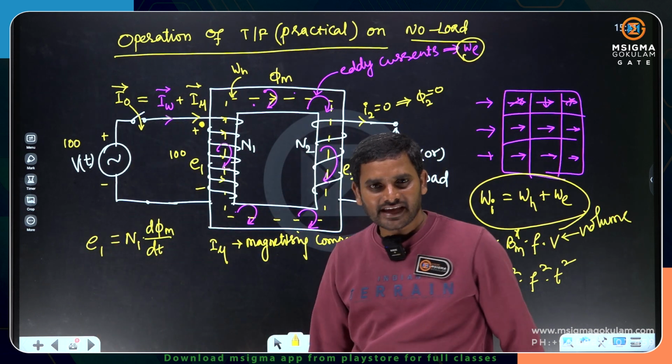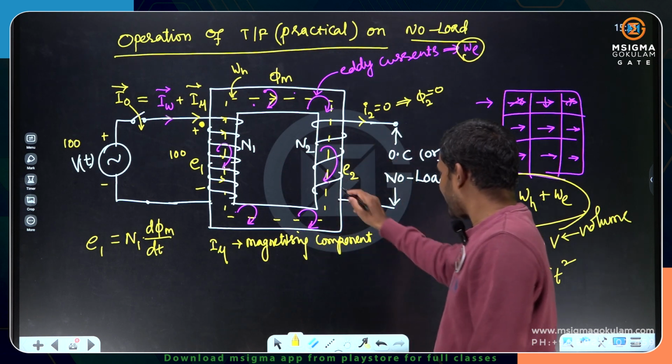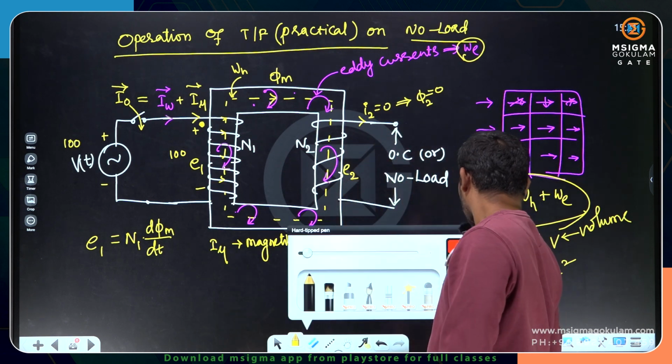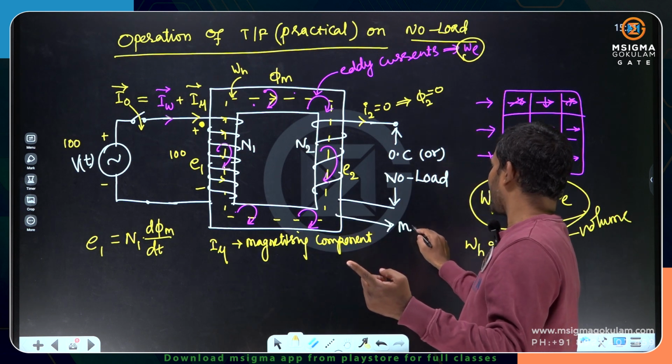You know why the current is drawn by the transformer? Because the magnetic path has two natures. This magnetic path has magnetic properties.